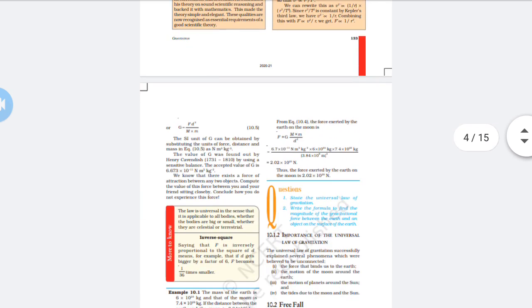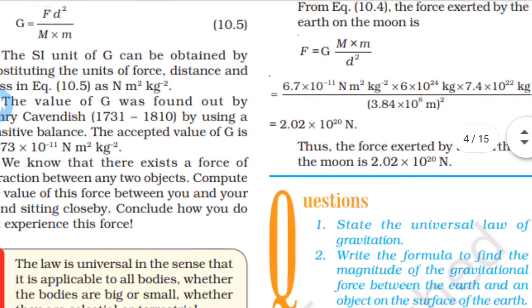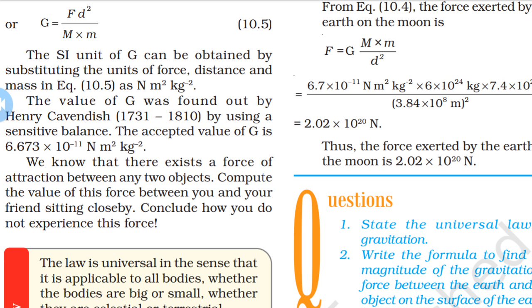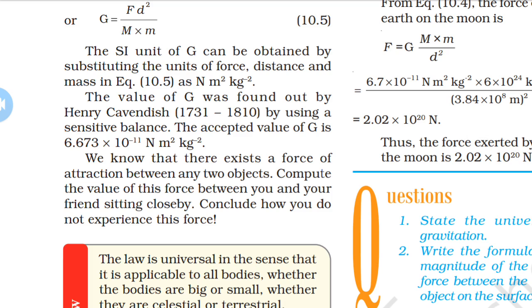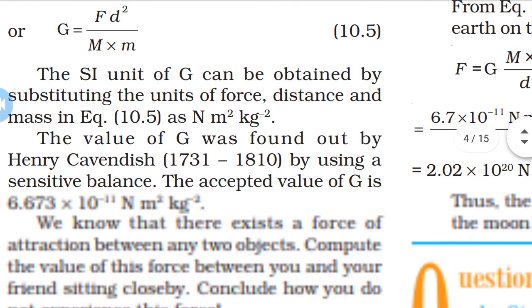SI unit we discuss. G is equal to F multiplied by d square upon M multiplied by m. The SI unit of force is Newton. D is the distance between the two objects, the apple and the Earth, and d is measured in meter, so d square is meter square. So Newton meter square is divided by the masses of the Earth and the apple, which are measured in the SI unit kilogram. So kilogram into kilogram gives kg square. So the SI unit of capital G will be Newton meter square into kg raised to minus 2.